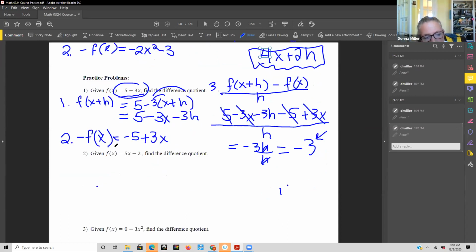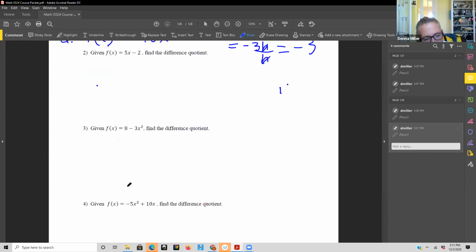So there's another line there. I know it's going to come out to 5, but we're going to work another problem. Let's work number 3. So this is a quadratic. So let's see what happens. So step 1, I need to find f of x plus h. So I replace x with x plus h. So it's 3 times x plus h, whole thing squared.